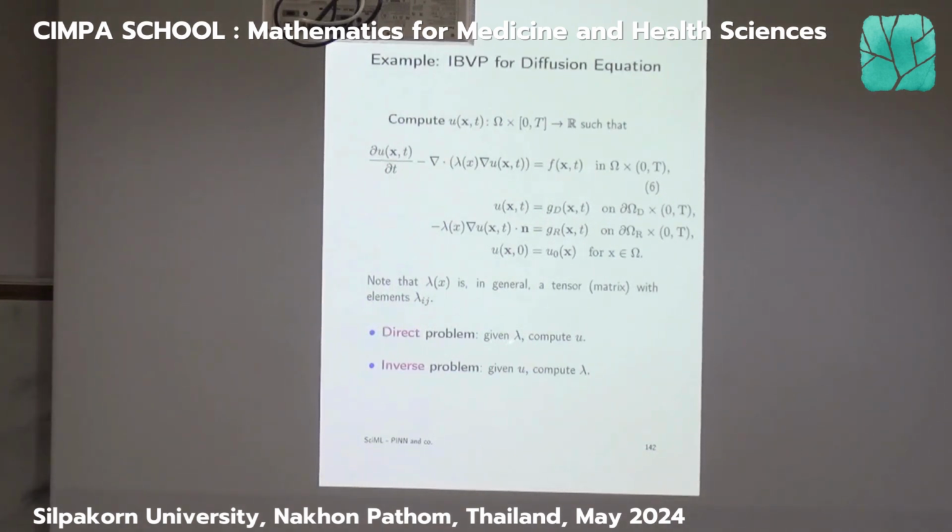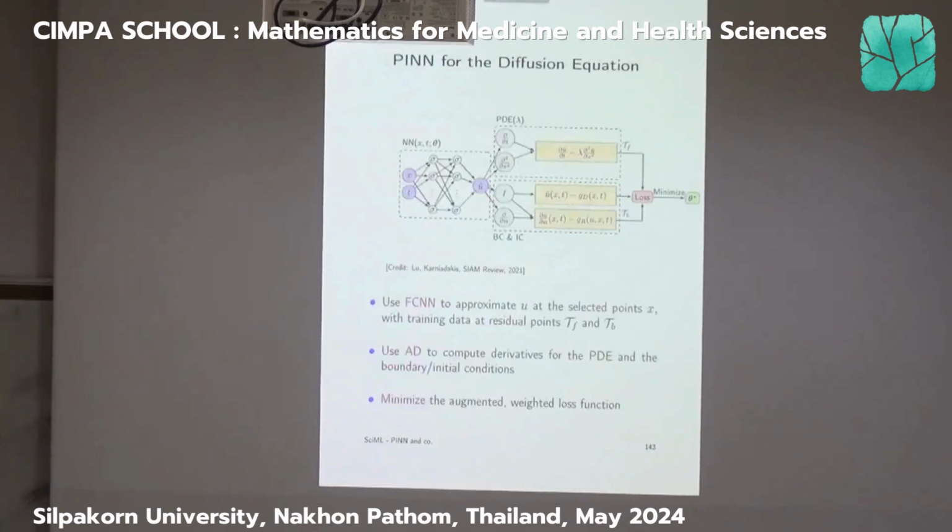Remember the direct problem: I give you lambda, and you find U. The inverse problem: given U, you compute lambda. So you can put all of this. Okay, and I have boundary conditions, derivative boundary conditions, and I have initial conditions. This is the full-blown initial boundary problem with a PDE. Classically, I can solve it. The direct problem is relatively easy. This inverse problem is very difficult to solve.